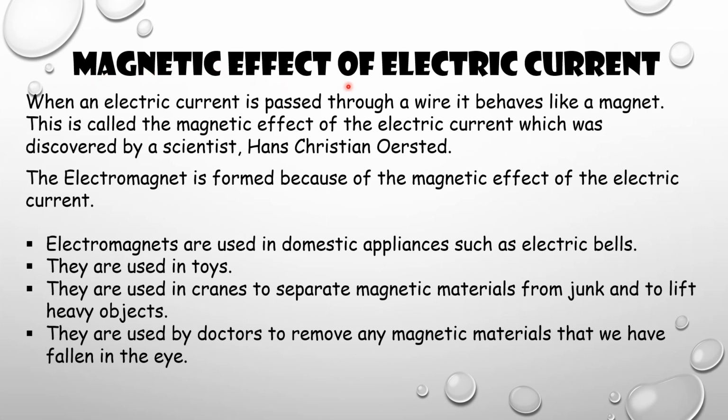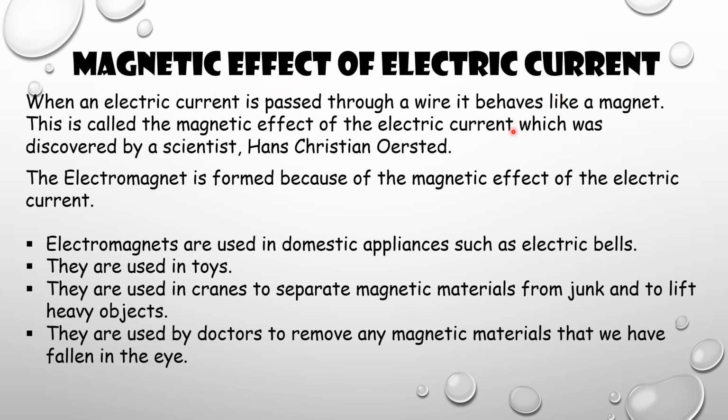Next is the magnetic effect of electric current. When an electric current is passed through a wire, it behaves like a magnet. This is called the magnetic effect of electric current, which was discovered by a scientist, Hans Christian Ørsted. Okay, so here a current is passed through a wire. That wire can act as a magnet. That wire attracts other magnetic materials like iron nails and other magnetic materials. So this is called the magnetic effect of electric current.